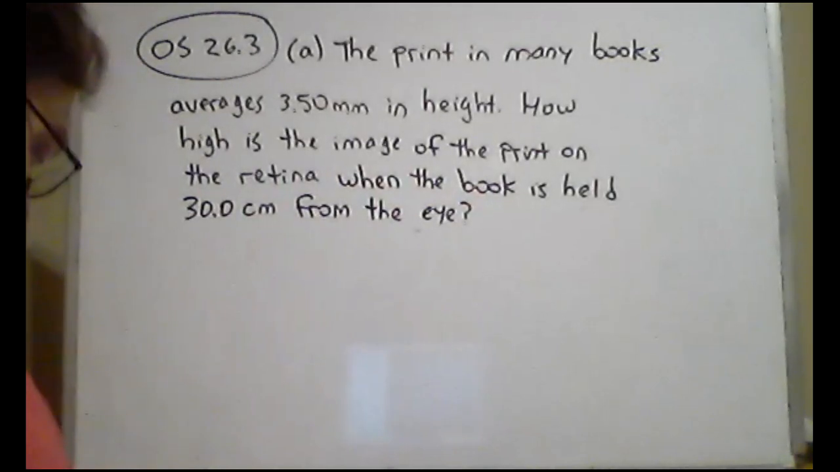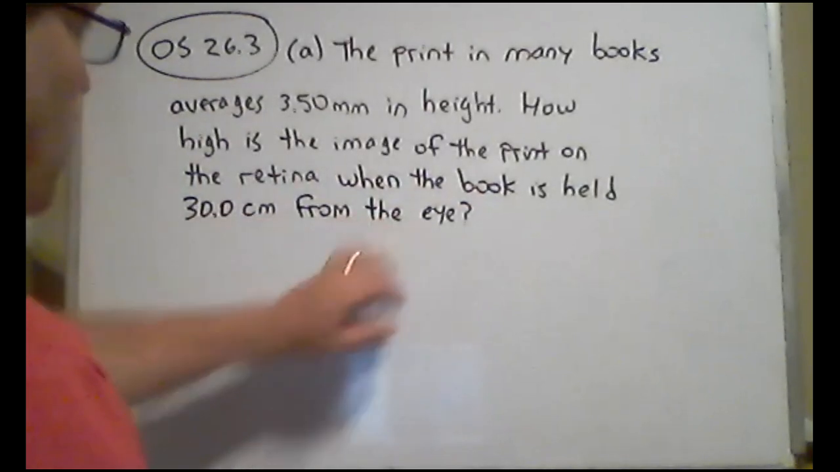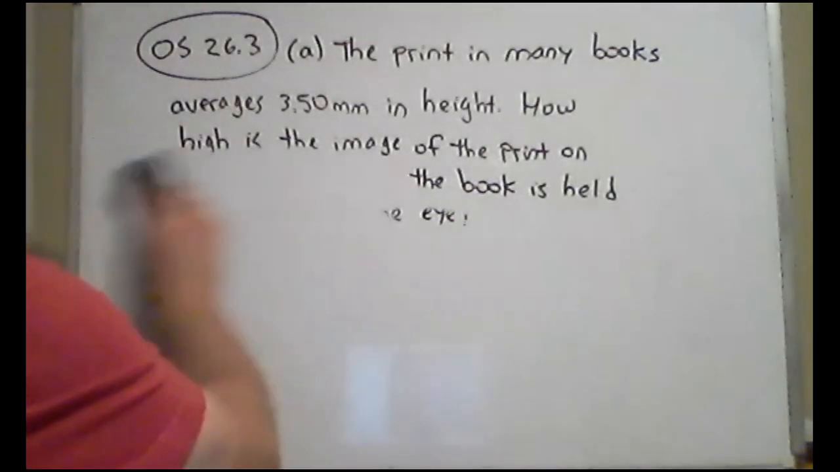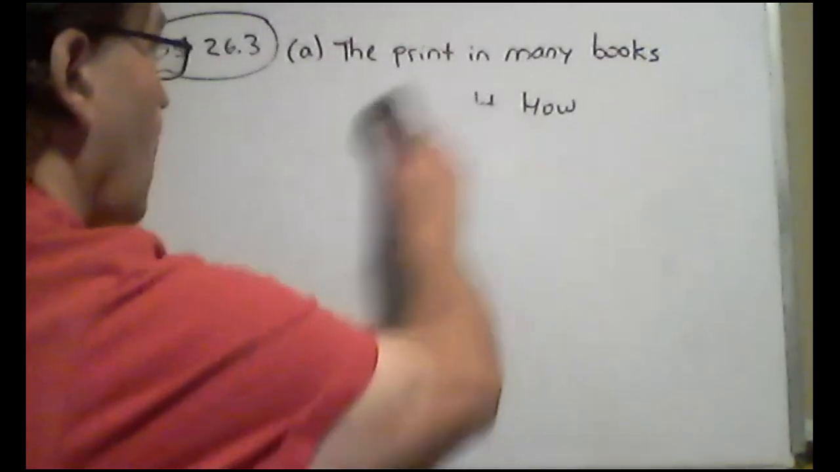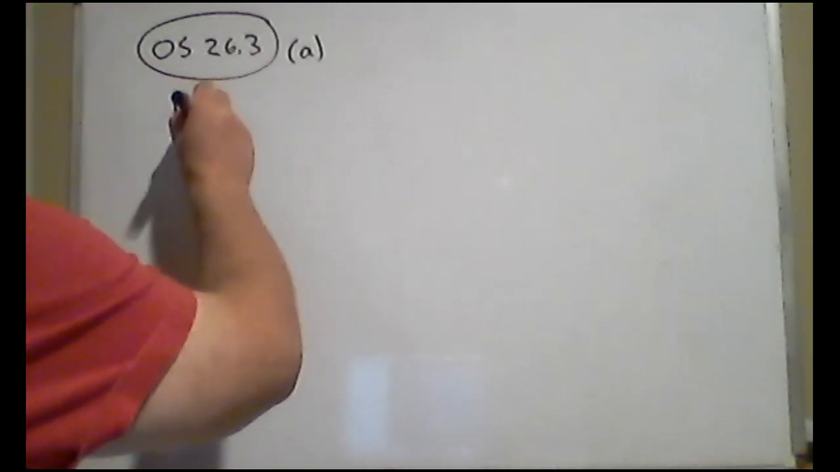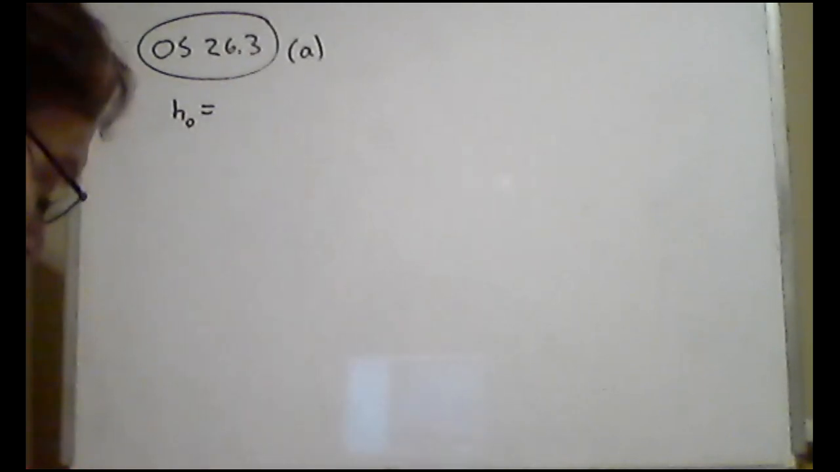So I'll just answer it as I go along. I forget what the wording is. So A, the print in many books averages 3.50 millimeters in height. How high is the image of the print on the retina when the book is held 30.0 centimeters from the eye? So again, we've seen a problem just like this. We did an example about the human hair. Now we're going to talk about a print on a book. So H sub O, the height of the object, which would be the height of the print, is 3.50 millimeters.